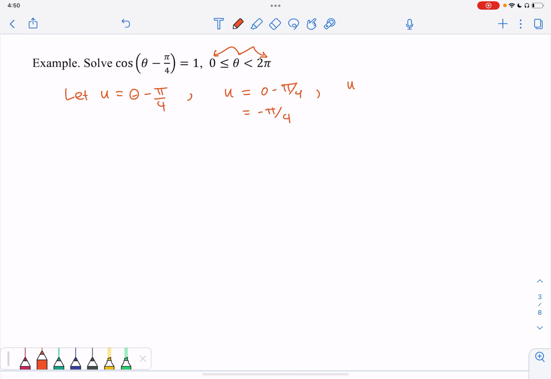I get u is 2 pi minus pi over 4. Remember what 2 pi is? It's really 8 pi over 4. So that results in 7 pi over 4 for my upper bound. So let's put this all together. This gives me now cosine of u equals 1. Much nicer. What's my interval? Lower bound, negative pi over 4. Upper bound, 7 pi over 4.